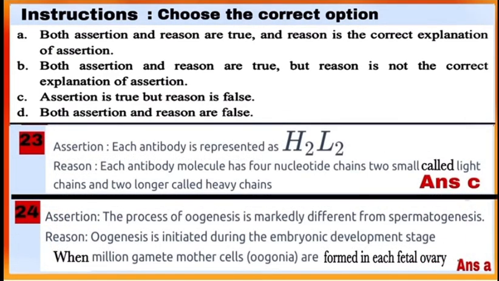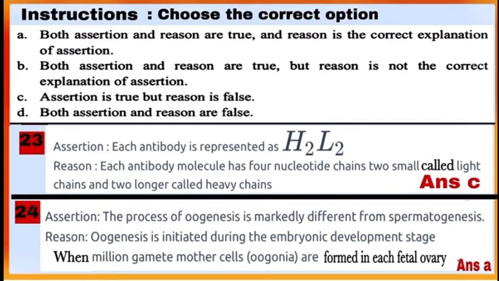Question 23, assertion. Each antibody is represented as H2L2. Reason, each antibody molecule has 4 nucleotide chains, 2 small called light chains and 2 longer called heavy chains. Option C is correct. Each antibody is represented as H2L2 as it has 4 peptide chains, 2 small called light chains and 2 longer called heavy chains. Thus A is true but R is false.